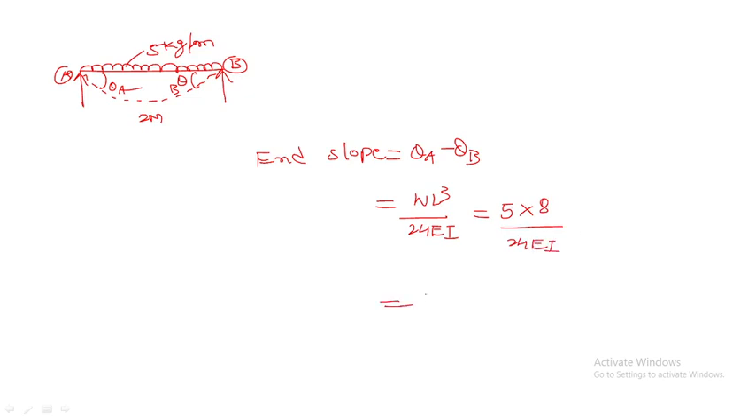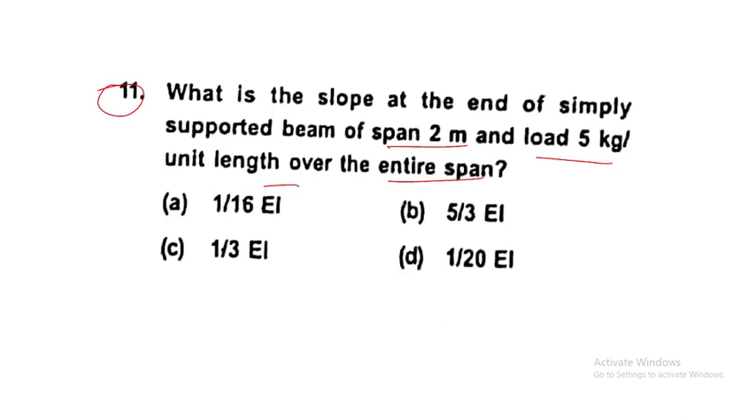So the answer is 5 divided by 3EI. If they convert into points, you have to convert the 5 by 3 also. So the answer for this given question is 5 by 3EI.